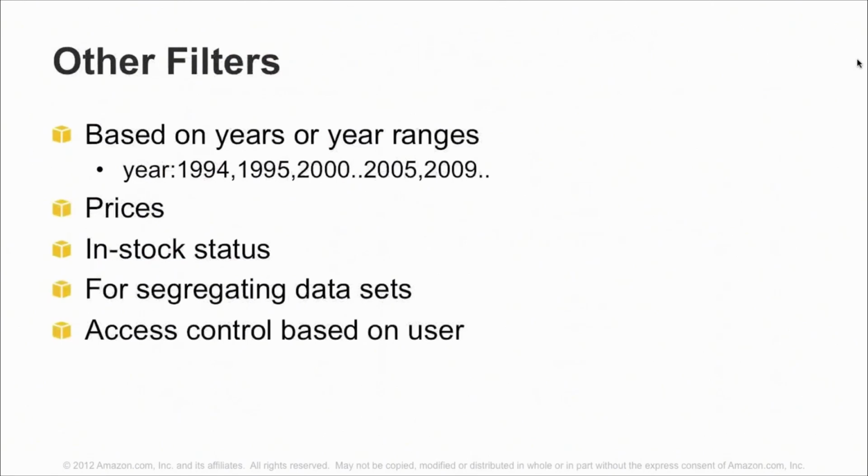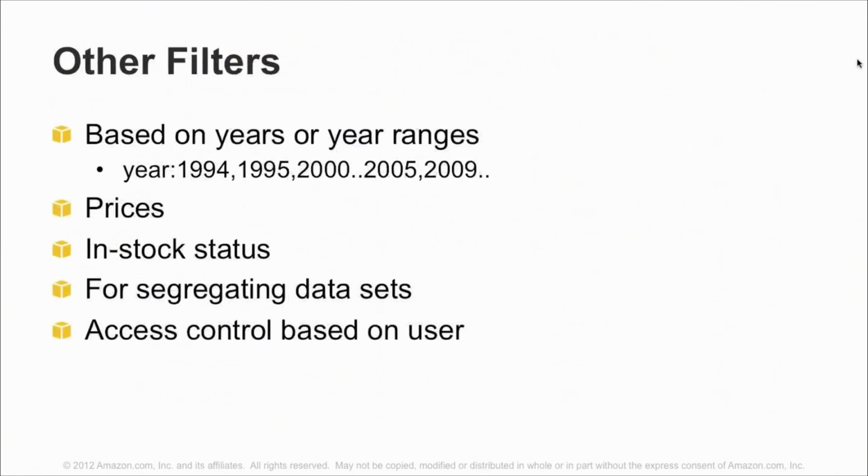There are a lot of different areas where filtering allows us to narrow search results and provide users with more relevant items. As we saw in this example, we used years, but we can also use year ranges. Here we're specifying a year value that is 1994, 1995, or the range 2000 to 2005, or the range 2009 and greater. Another typical place to filter is with prices. Often we'll want to allow our users to filter down to items that are within $10 to $20, say. In-stock status is another great filter that we can provide, so that users can only see search results for items that are in stock. Obviously, they're going to be more likely to want to buy those.